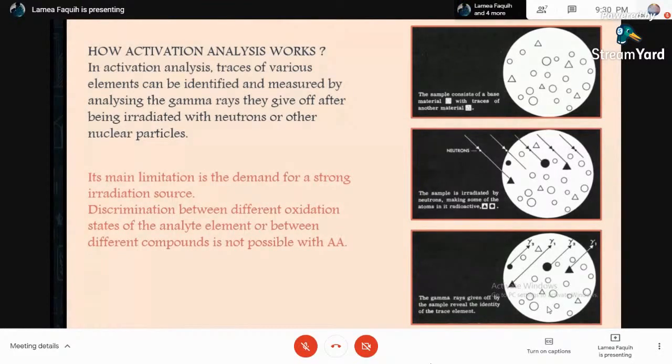Now these radioactive particles individually are emitting gamma rays. This gamma ray is basically used to understand the element, as it is different for each element, so we can get an idea of the quality of the element in that sample, and the amount of gamma ray radiated is proportional to the amount of element present, so we can get an idea of the quantity also. The main limitation of this is that it requires a really strong radiation source, which is sometimes harmful also. So that's one of the most important and main limitations of this.